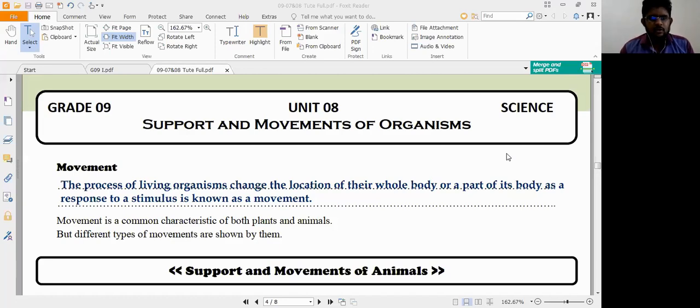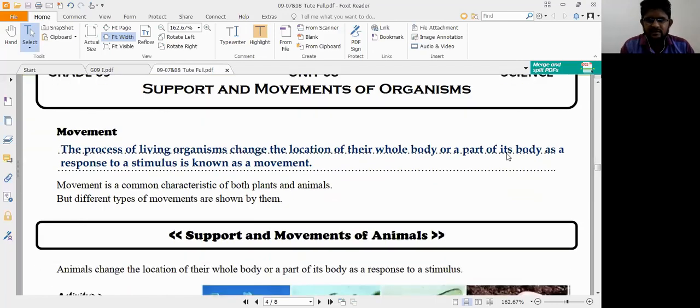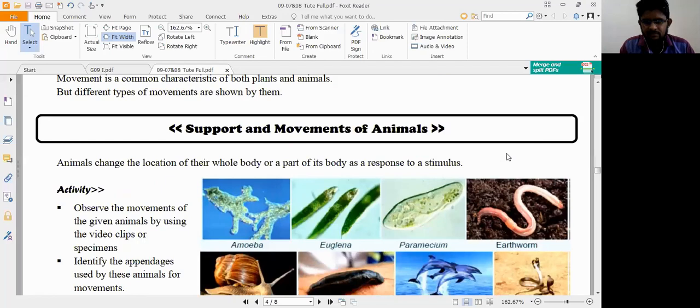So movement is a common characteristic of both plants and animals, but different types of movements are shown by them, right? So within plants, animals, even the microorganisms you take, they do have movements, but there are different types of movement. That is what we are going to learn now. So very first we are going to take the topic support and movements of animals.